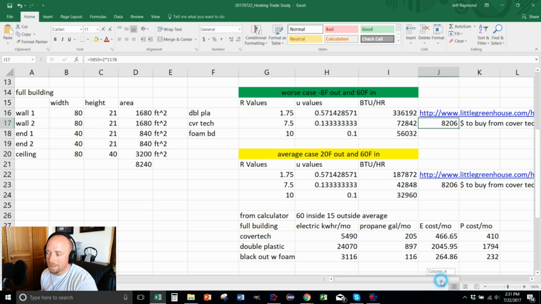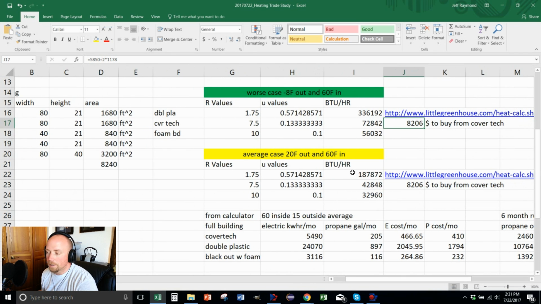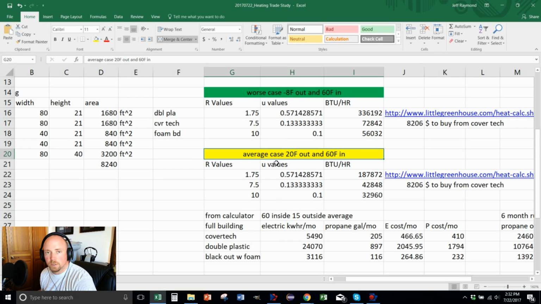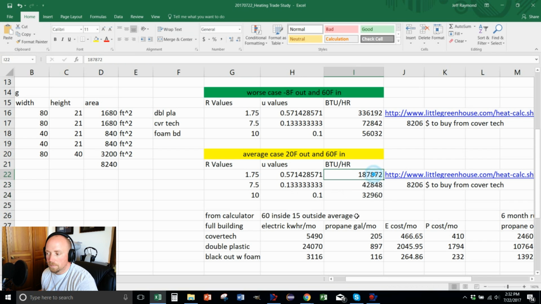Now the cost of this, just for the materials, is $8,206. So I say $9,000 by the time you get shipping, handling, any spare parts that you might need. Now I did the same thing for the average case, which is 20 degrees Fahrenheit outside with 60 degrees Fahrenheit inside, and you can see the difference here. Even if we went double layer poly, 187,000 BTU versus 42,848 BTU for the CoverTech. That's the name of the company, CoverTech.